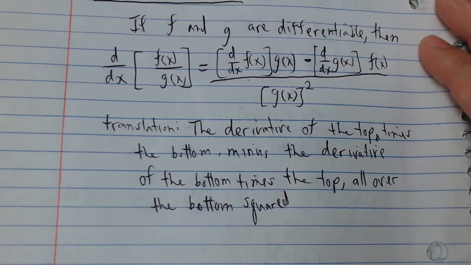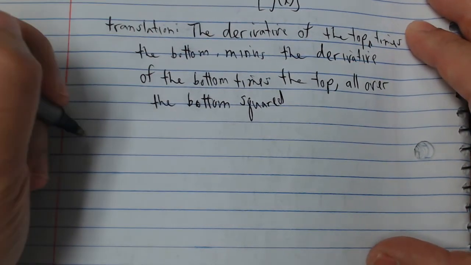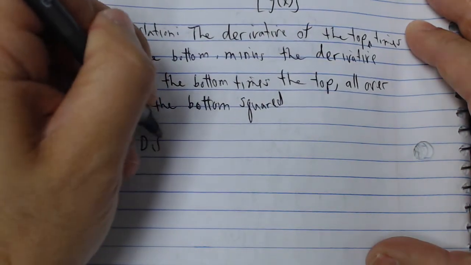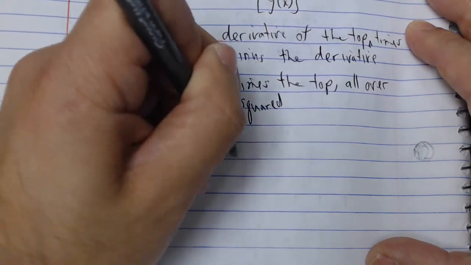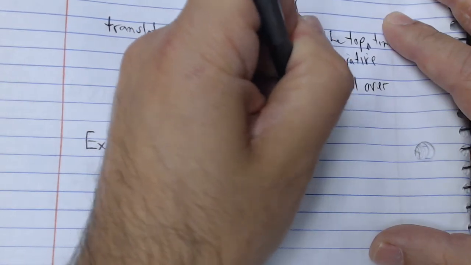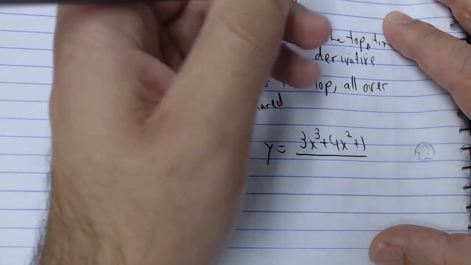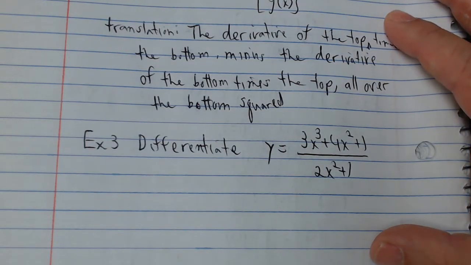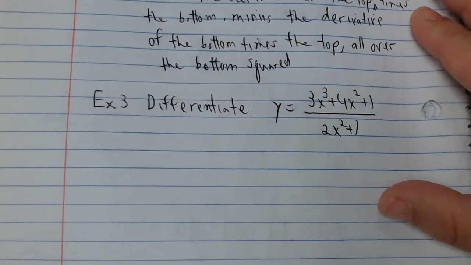Okay, so to finish this section off, let's look at the third example, and then that'll pretty much do it. So if I say differentiate y equals (3x cubed plus 4x squared plus 1) all over (2x squared plus 1), notice how this is a quotient, okay? And there's no way out of this. I have to use the quotient rule to find the derivative of this, okay?